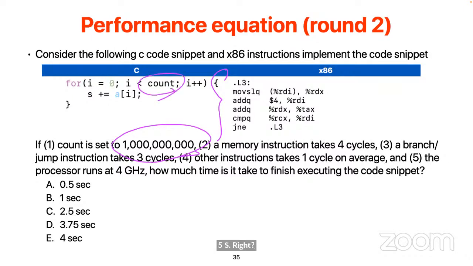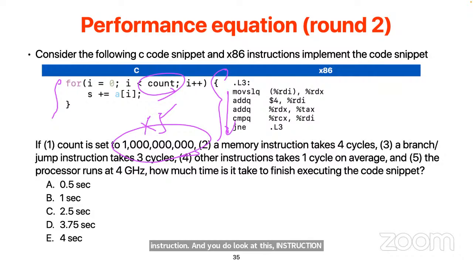But if I set the count to 1 trillion, that means the whole loop is going to iterate 1 trillion times. Agree? And each of those iterations would execute this amount of instructions. So the total number of instructions you need is actually 1 trillion times 5, because you have 5 static instructions that implement each iteration.